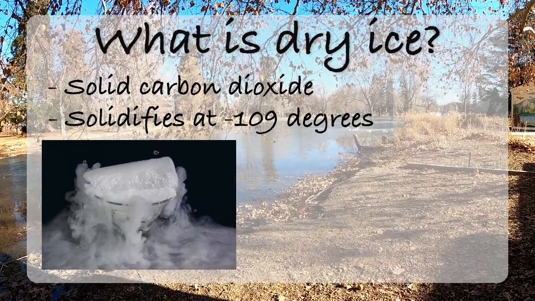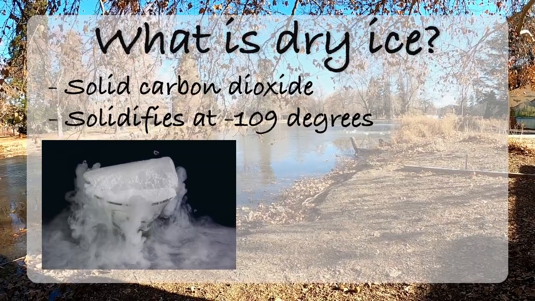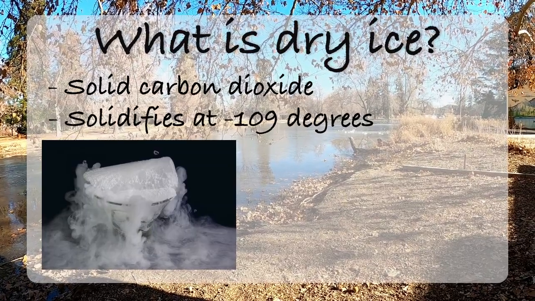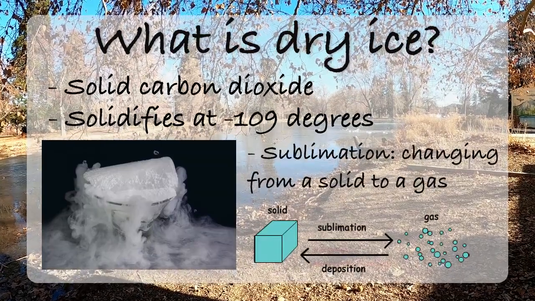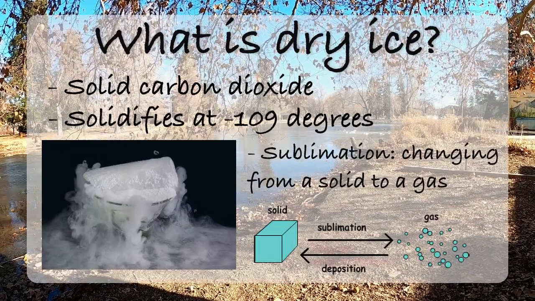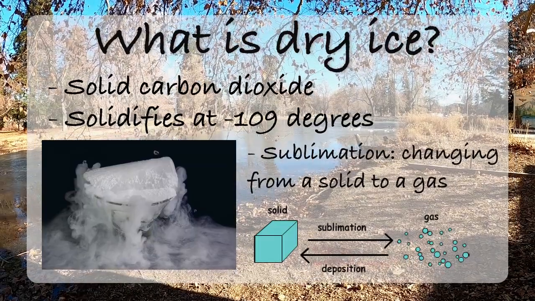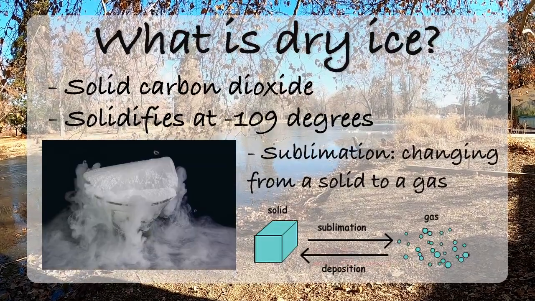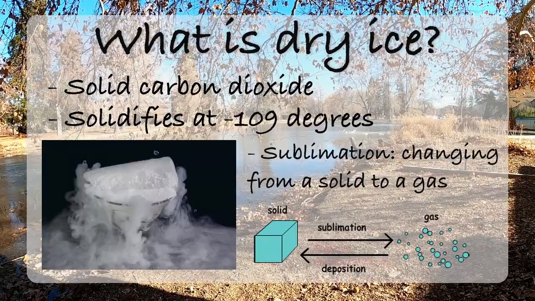When the temperature rises above -109 degrees Fahrenheit, dry ice starts turning back into a gas. Scientists call this sublimation, and we can see this happening below. The sublimation process is interesting because carbon dioxide is going directly from a solid to a gas. Now that we know more about the unique properties of dry ice, let's apply them as we make dry ice cream.